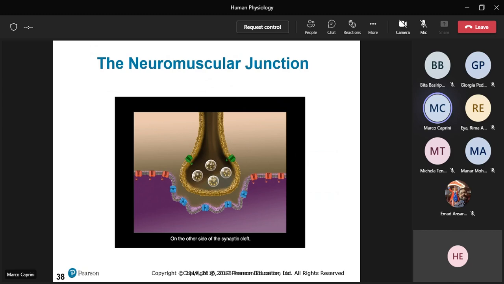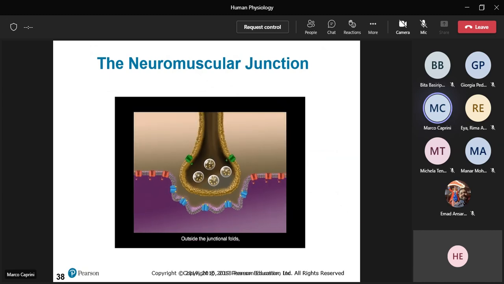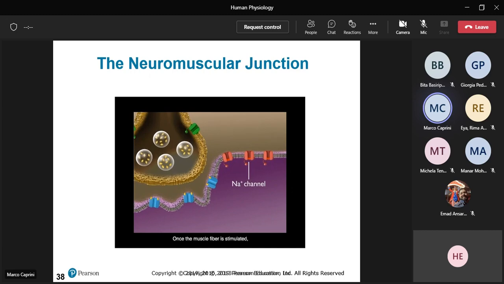On the other side of the synaptic cleft, the junctional folds contain acetylcholine receptors. The acetylcholine receptors are chemically gated ion channels that open when they bind to their ligand, acetylcholine. Outside the junctional folds, the sarcolemma contains voltage-gated sodium channels. Once the muscle fiber is stimulated, these channels open, initiating an action potential on the sarcolemma. This action potential will trigger muscle contraction.